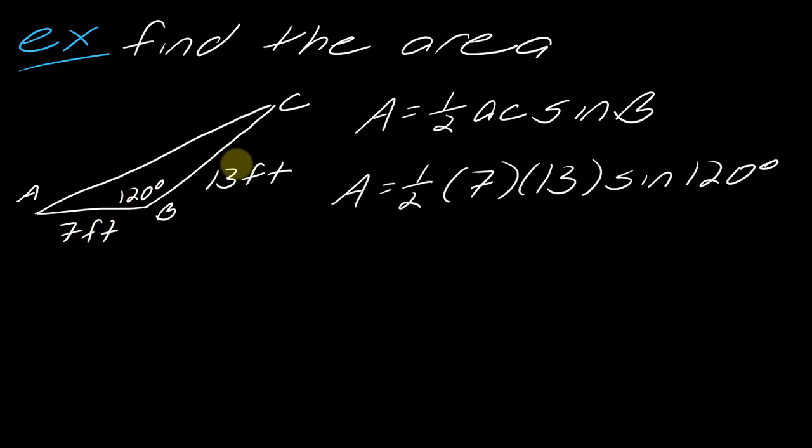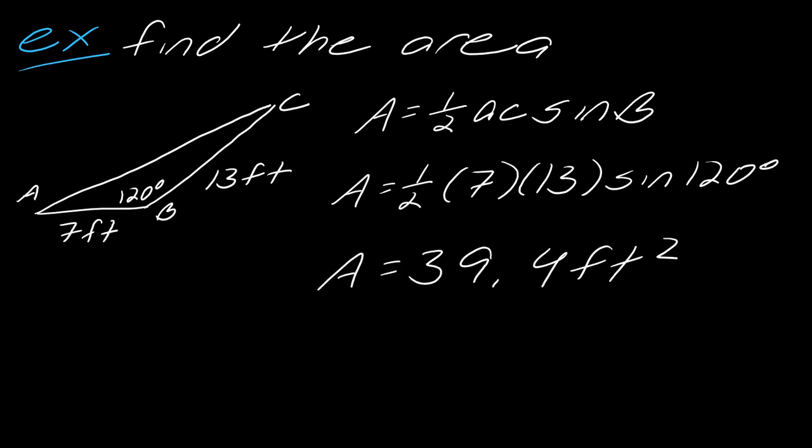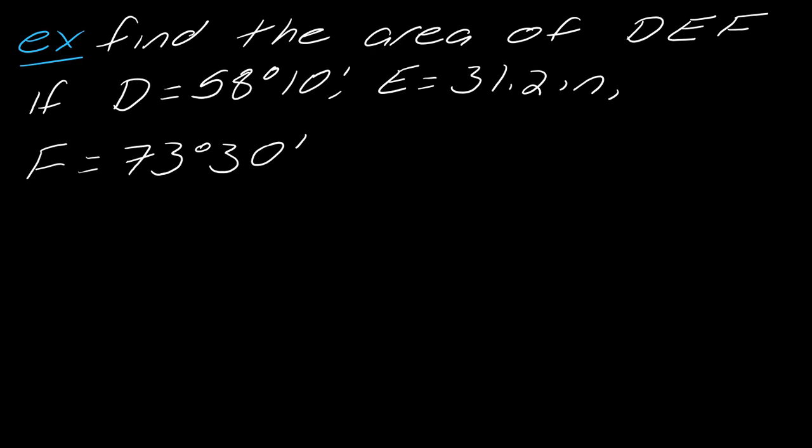So I've got 7, 13, and sine of 120 degrees, and I can multiply that all together to get 39.4 feet squared. Okay, so let me just walk you through that one more time. I made just a slight change to the problem to make this nicer on us. Now I want to find the area of this random triangle DEF, and I'm given this information.